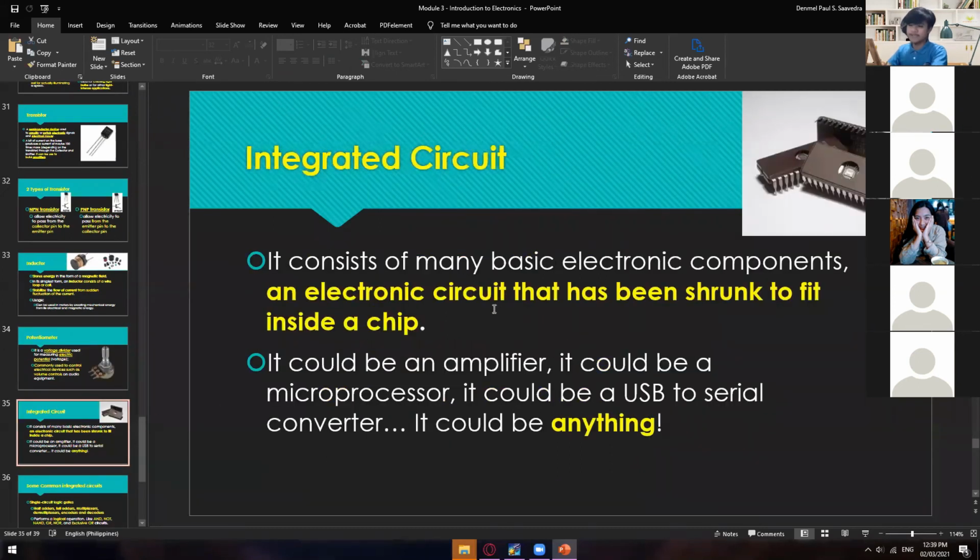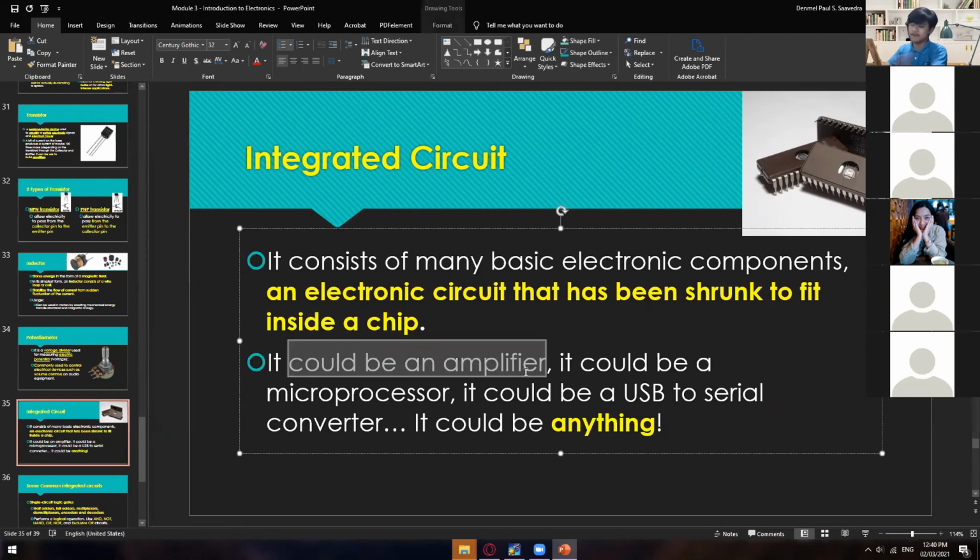And we have here the integrated circuit, which is the last one. This one actually consists of many basic electronic components. We have a lot of types of ICs. You can search on the internet what their usages are, but they look the same. All of them mostly look like this. We have a lot of pins on the right side and a lot of pins on the left side, trying to fit inside.